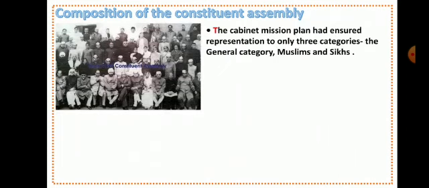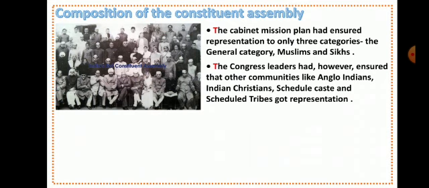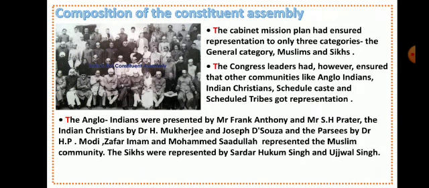Next we'll see the composition of the Constituent Assembly. The Cabinet Mission plan had ensured representation of only 3 categories, that was the general category, Muslims and Sikhs. But the Congress leaders had, however, ensured that other communities should also be included, like Anglo-Indians, Indian Christians, scheduled castes, scheduled tribes. Like that they got the representation.